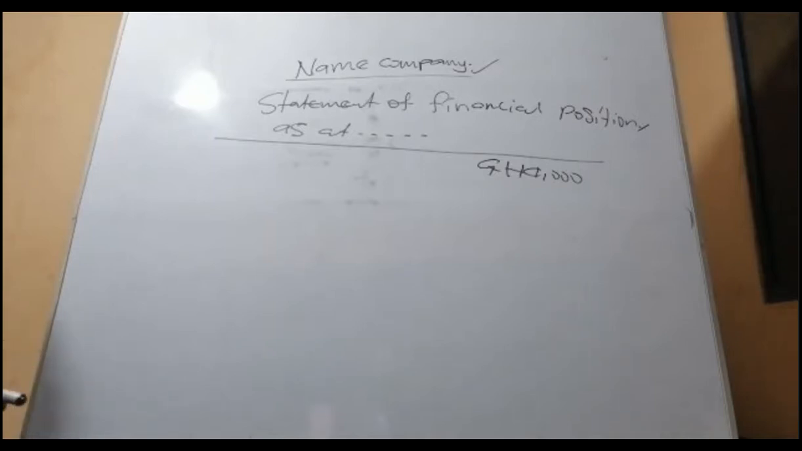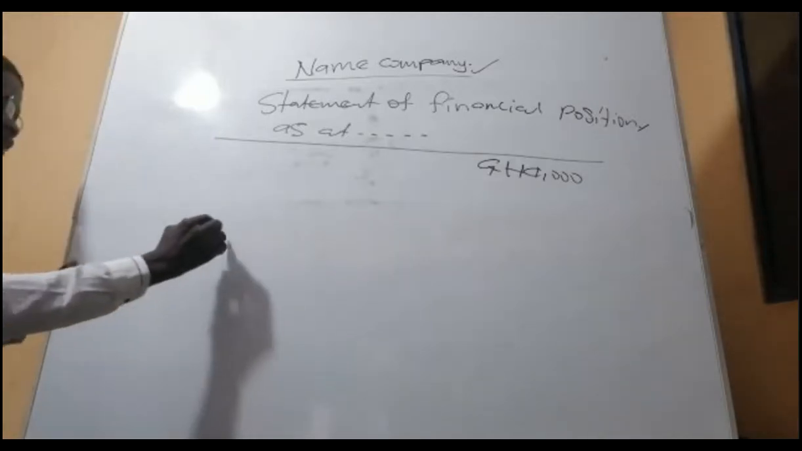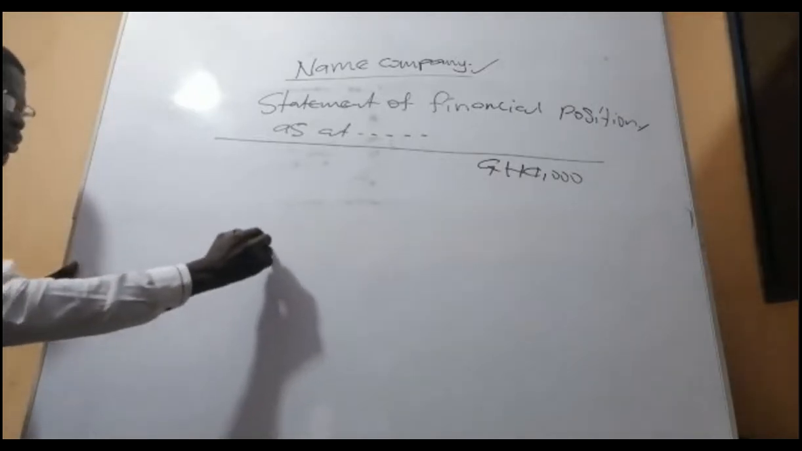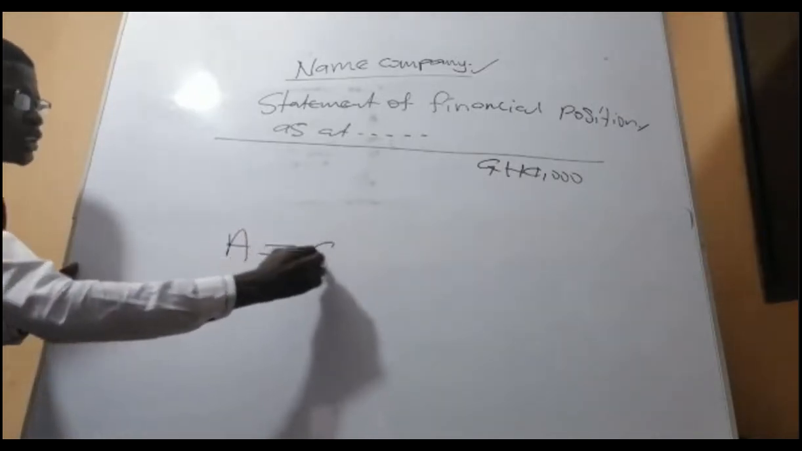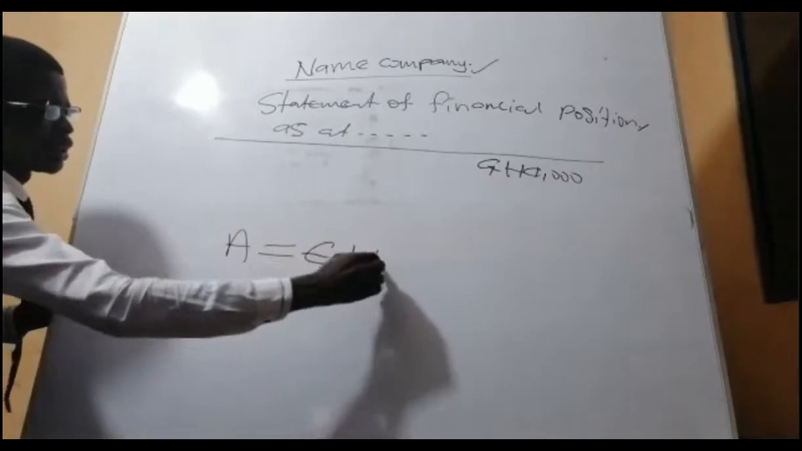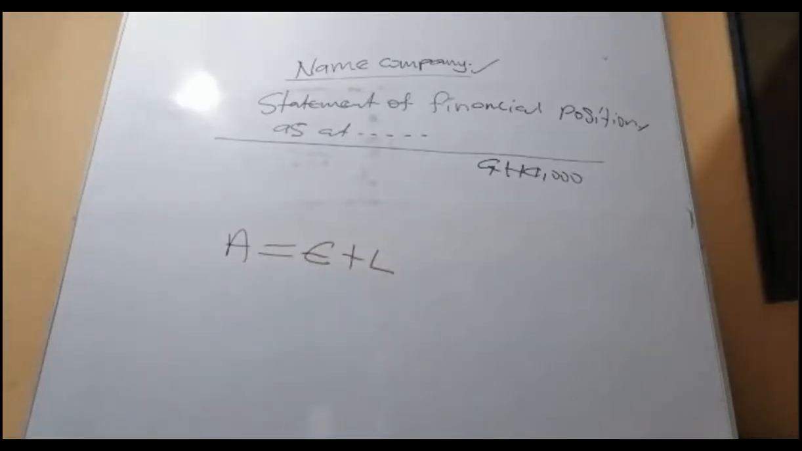Good. Now we said the financial position talks about, in fact, three items. We are going to use this approach. Asset is equal to what? Equity plus what? Liabilities. That is it. This is what we call a balance sheet. The statement of financial position, obviously the balance sheet. It's a sheet that records all balances on it.